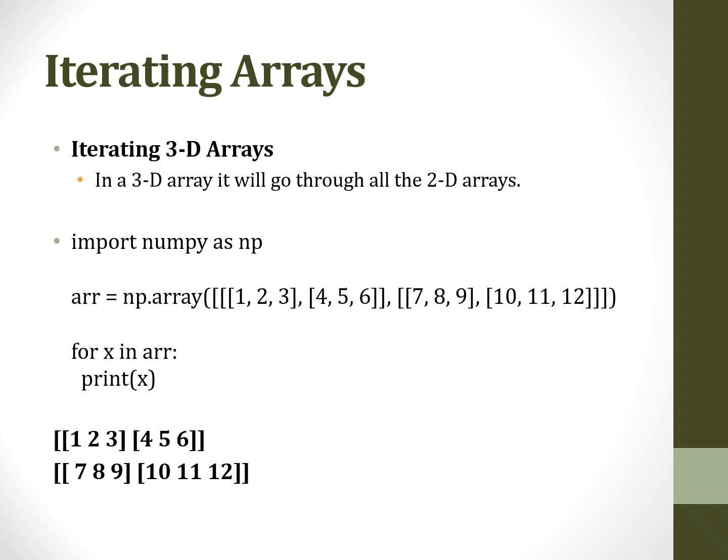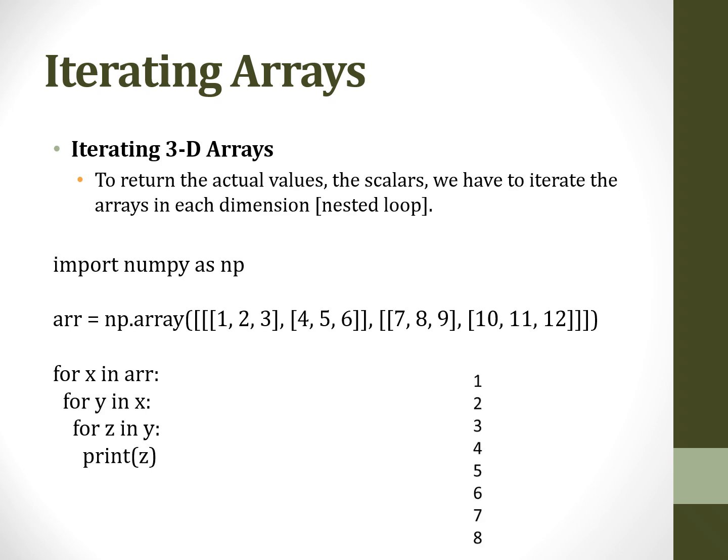Suppose here also we want to print element by element, then what do we have to do? We'll have to go for nested loops, which is what is shown here. We have defined the array here. Since this is three-dimensional, we need three loops: for x in array, for y in x, and for z in y, print z. If you give it like this, all the elements in this three-dimensional array will be printed one by one. So this is what we call iterating a three-dimensional array.